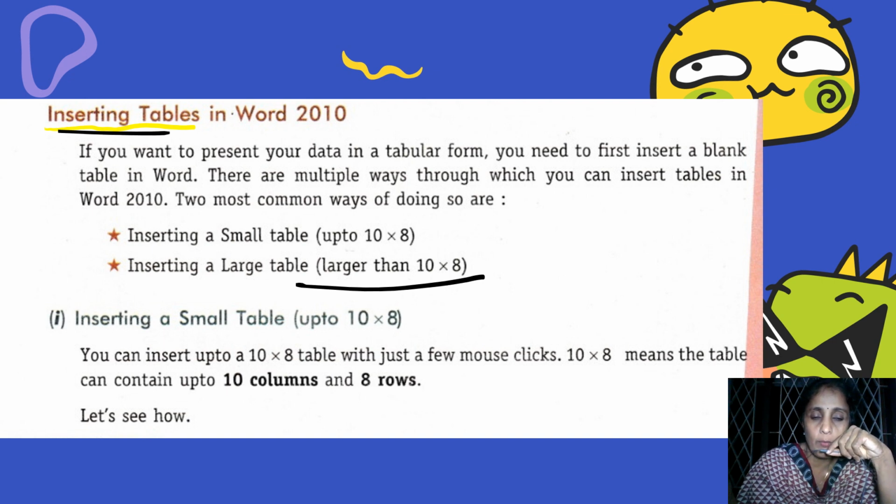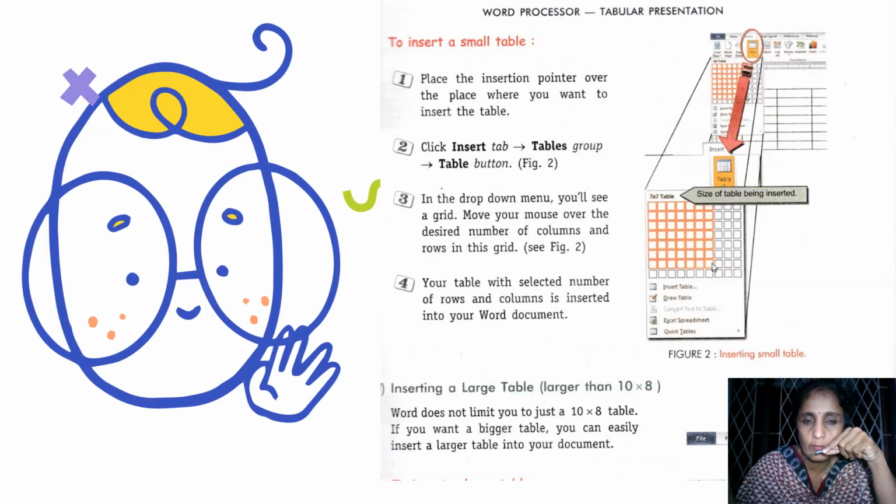To insert a small table, that means a table with up to 10 columns and 8 rows, first we have to click on the Insert tab in the ribbon. Then from the Tables group, click on the Table button. Then in the drop down menu, you can see a grid of columns and rows like this.